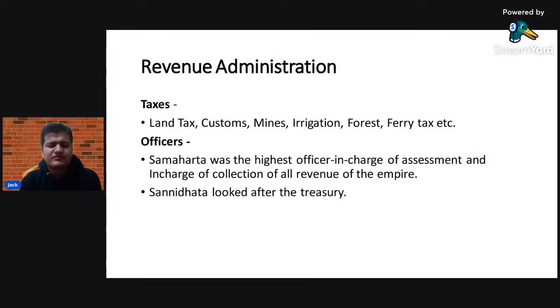The officer who had the role of collecting the revenue is known as the Samaharta. These were the highest officers in charge of assessment and collection of all the revenue of the empire. And another officer was the Sannidhata. These officers used to look after the treasury.